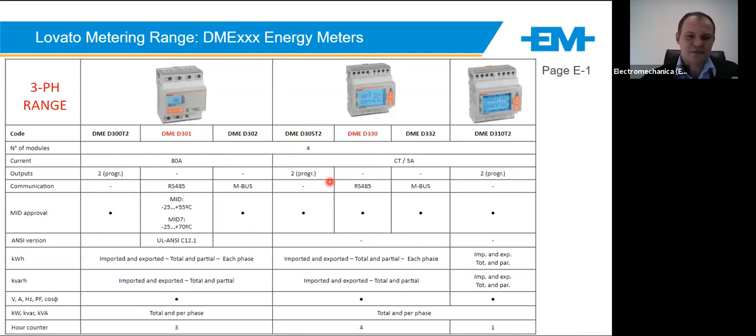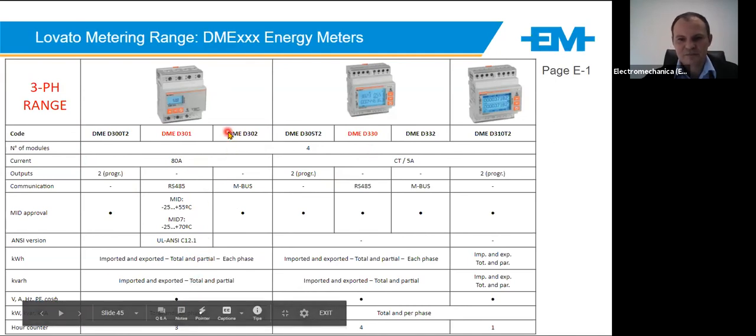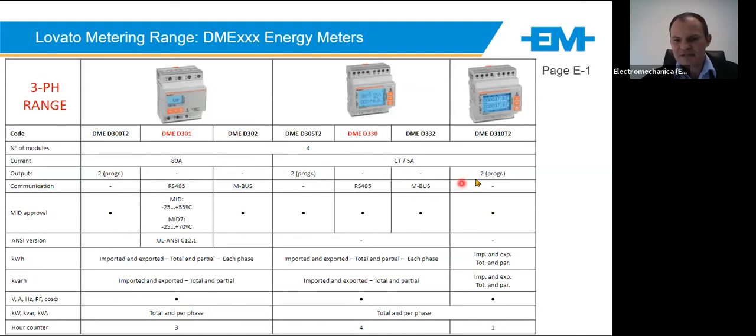Similar to the single phase, there is a three-phase solution. Same discussion, except your current rating is higher. So an energy meter with up to 80 amps, three-phase, direct connect, no CT, or an option with the CT. All right. Again, the option of having a communication protocol, the compliance, and the data quality required from the device. Okay. You'll see that some of these meters have an output, which is programmable, which is a nice unique feature of the product range. And I'll talk about it a little bit deeper.